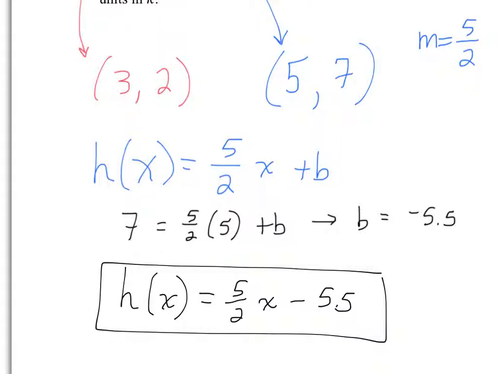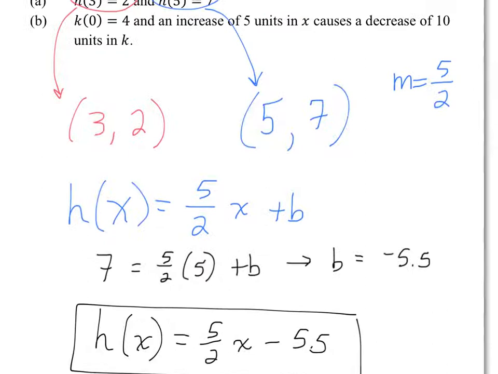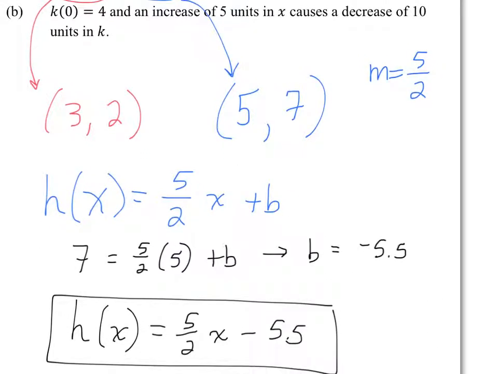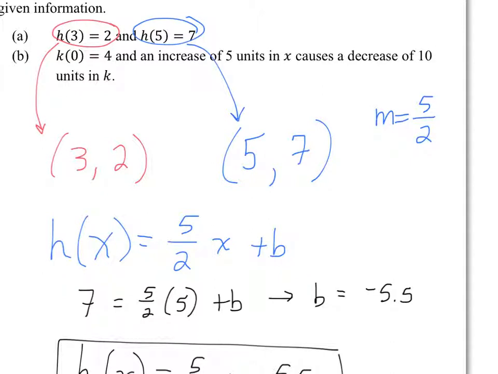How about part B? Let's read part B together. It says that k of 0 is 4, and an increase of 5 units in x causes a decrease of 10 units in k. What the heck does that mean? Because it's not coordinates anymore. Maybe you're given one coordinate, but there's something else that's kind of fancy about this one.